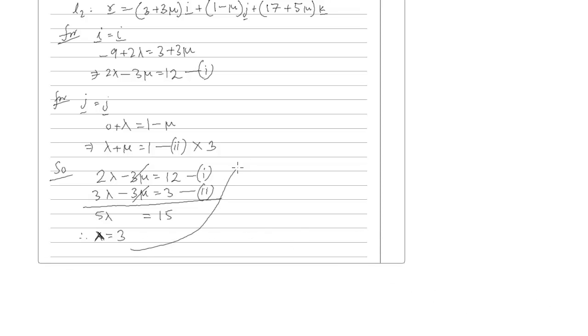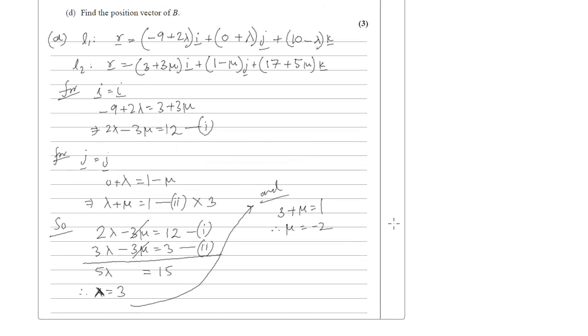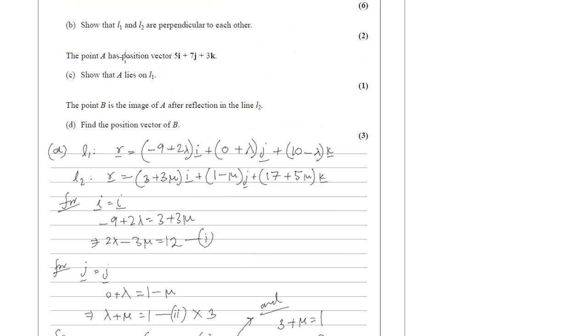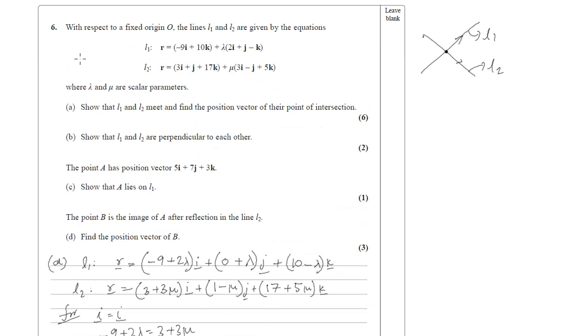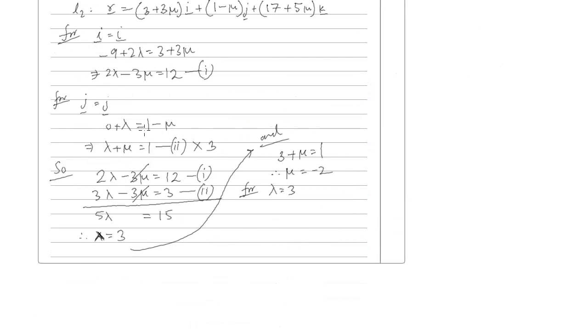So mu is going to be, let me write it out here, we know lambda plus mu equals 1, so we can write 3 plus mu equals 1, therefore mu equals minus 2. So we got the values of lambda and mu. Now we have to show that the values of the position vectors are exactly the same for L1 and for L2. So for lambda equals 3, did they give any name for this point of intersection? They didn't give any name, so let's just write it out as it is.